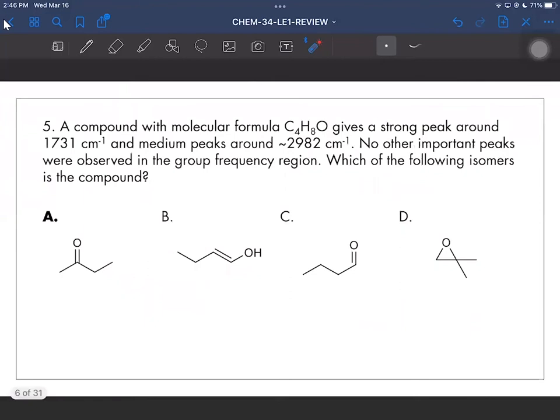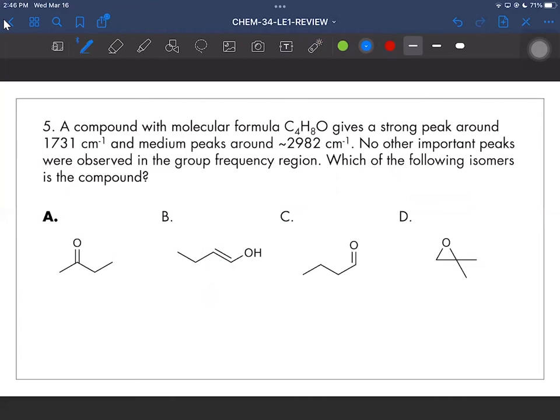Number 5, a compound with molecular formula C4H8O gives a strong peak around 1731 inverse centimeters and medium peaks around 3000. No other important peaks were observed in the group frequency region. Which of the following isomers is the compound? So since we're given IR data, it can give us an idea kung anong functional group meron ito.